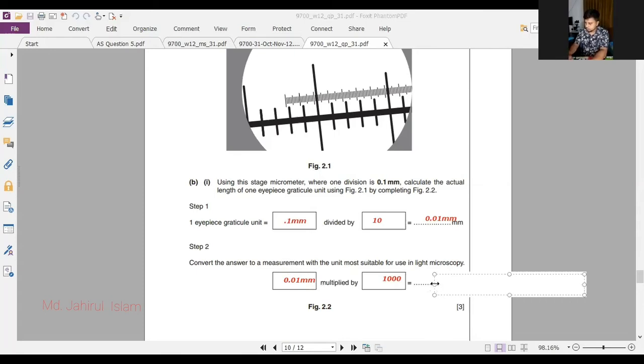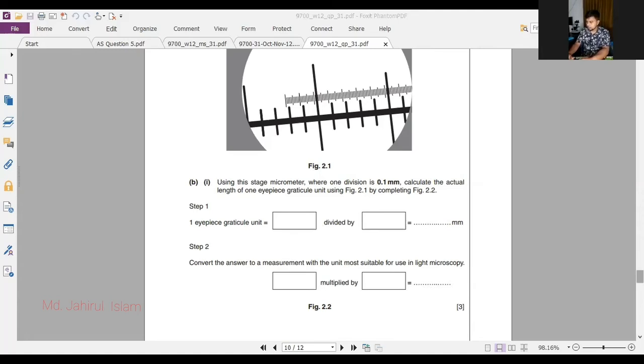It is very difficult to annotate. So it will be 10 micrometer. After that we are going to calculate and count to show the size of that cortex. For this you will be given 3 marks.